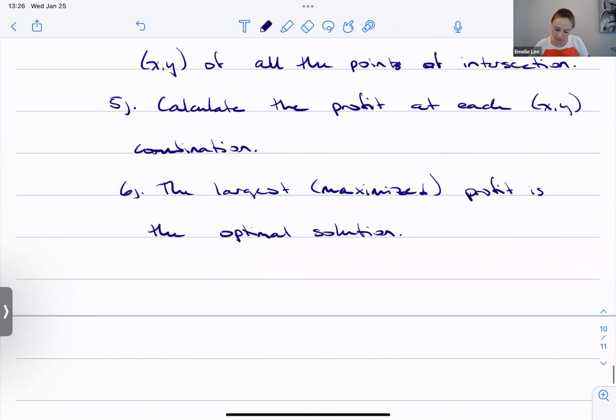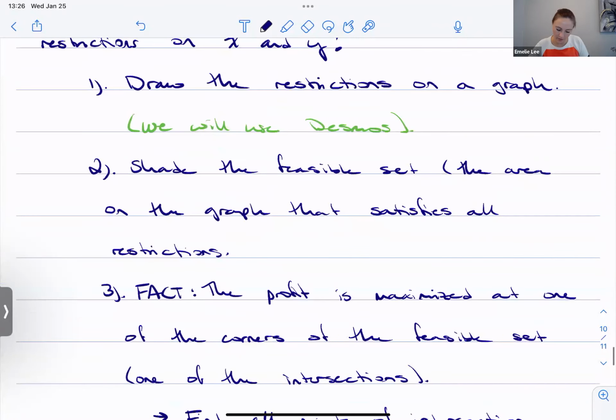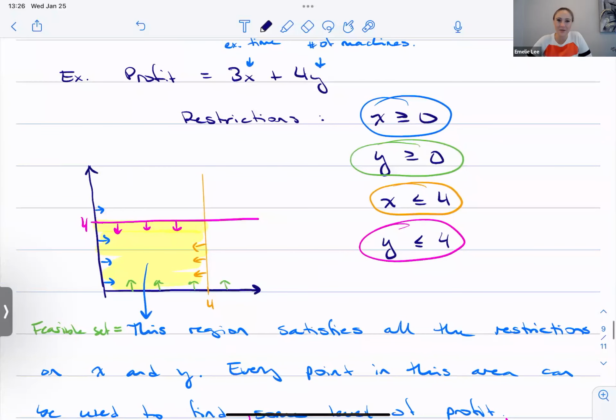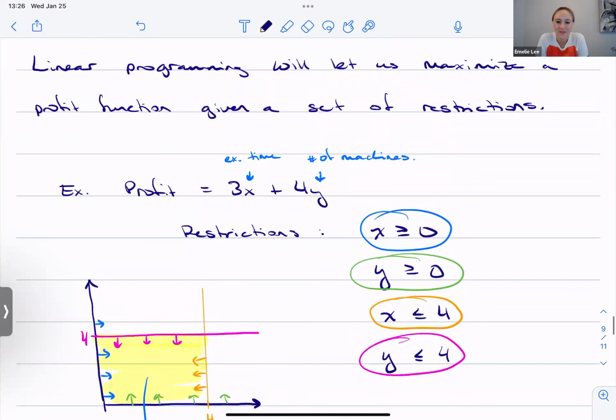So in terms of this example that we started with, this little baby example, we had these restrictions, and then we went through and drew those restrictions on our graph, and then we found the feasible set. What's the next thing I could do?